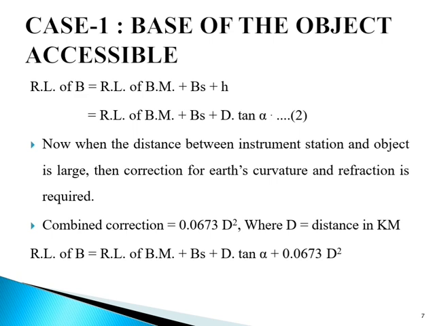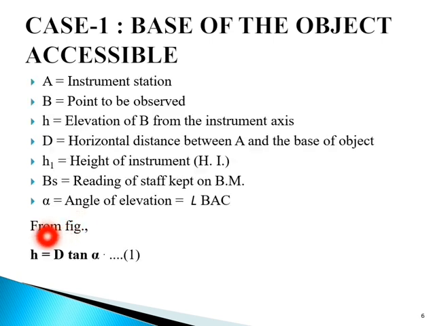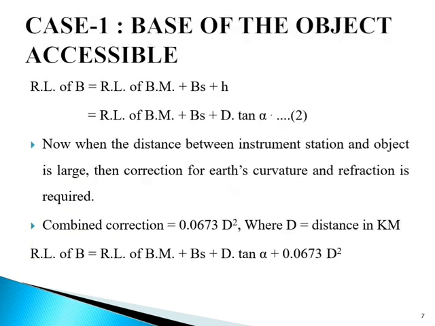So next what will it be? RL of benchmark plus BS plus D tan alpha, because we have got the value of h from equation 1. So we are putting the value of h from equation 1 here, and it becomes equation 2, okay.